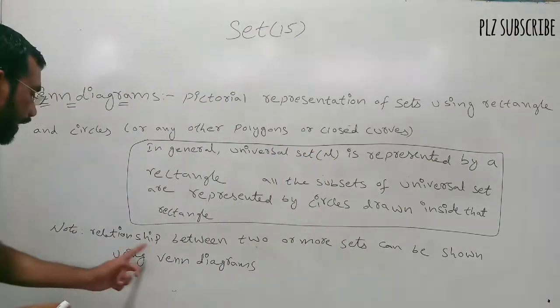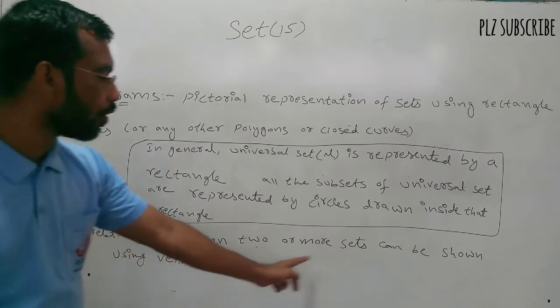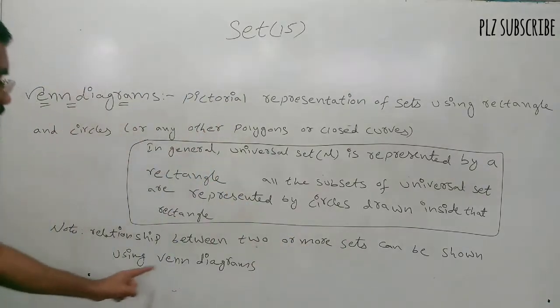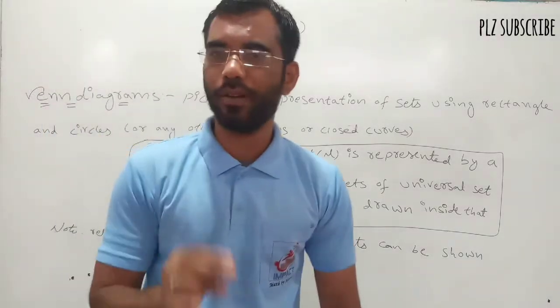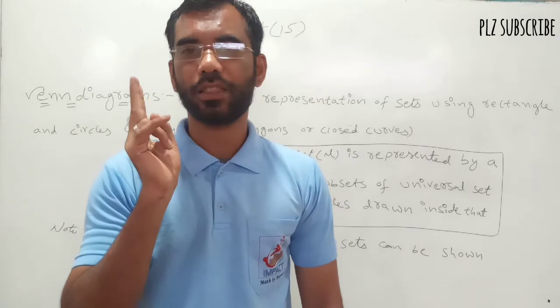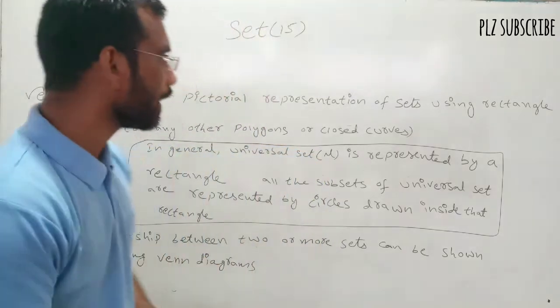Here, note: the relationship between two or more sets can be shown using Venn diagrams. That means it is highly impossible to find the Venn diagram for less than two sets. We will see it clearly.